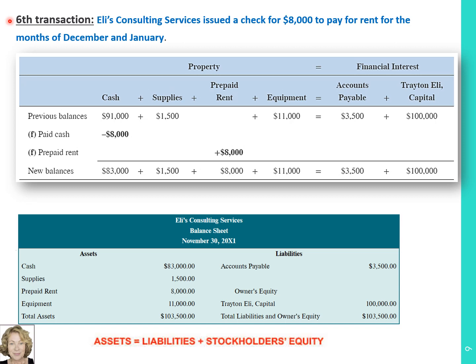Eli's Consulting Services issued a check for $8,000 to pay for the rent for the months of December and January. What do we need to do for this transaction? We need to add an additional account called prepaid rent to the property side of our equation and add $8,000. And we need to also reduce cash by $8,000.